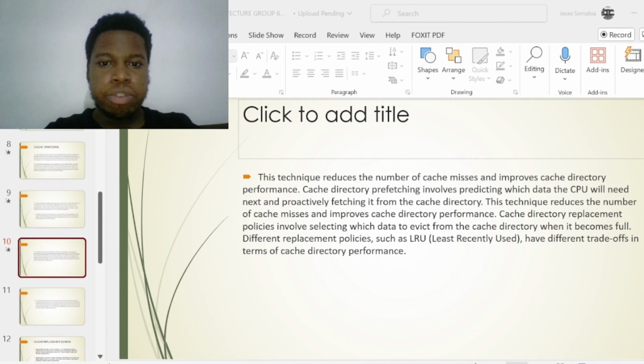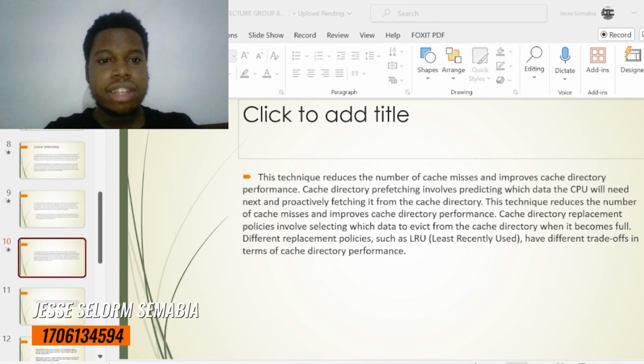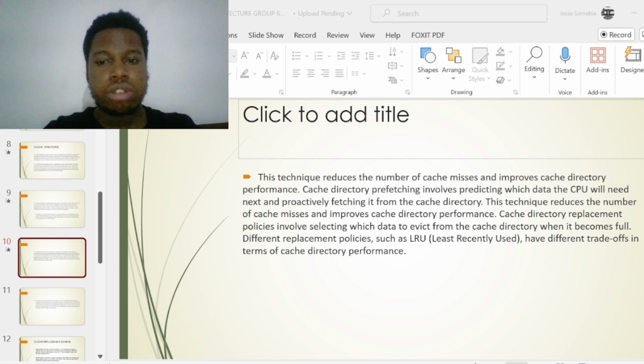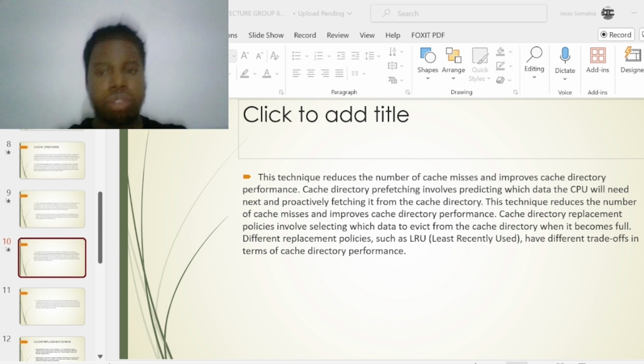Cache directory prefetching simply means getting data or information from a cache before the system actually needs it. We have two types of cache directory prefetching: data prefetching and instructions prefetching. Data prefetching simply means getting data from a cache before it's actually needed by the system, while instructions prefetching involves getting instructions from the cache before it is actually executed by the computer. So this is the summary of what cache directory prefetching involves. So let's move on to the next one.